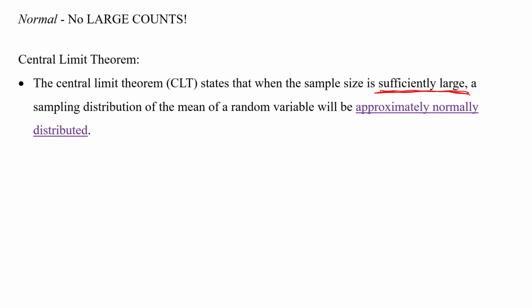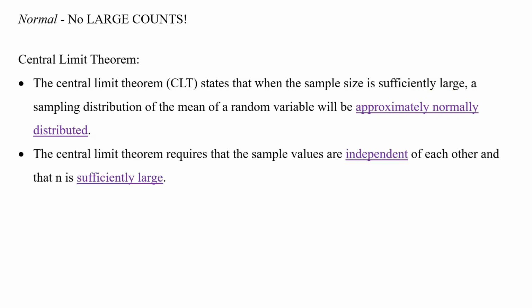And that's a pretty big thing. That says that it does not matter what your population is. Your population could be uniform, it could be bimodal, strongly skewed, with outliers. No matter what your population is, as long as your sample size is sufficiently large, then your sampling distribution will be approximately normal. And it requires that the sample values are independent of each other, and again, that n is sufficiently large.